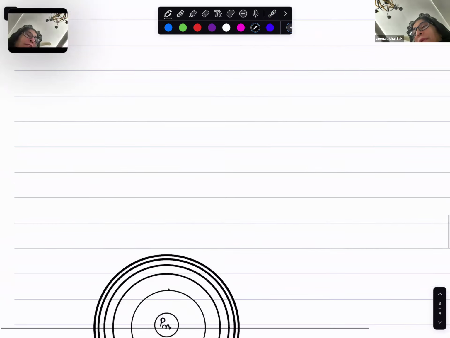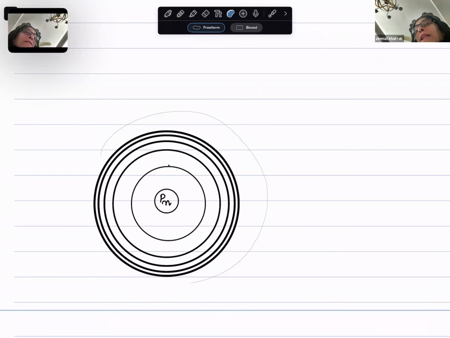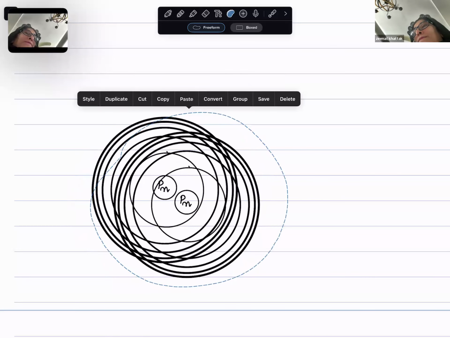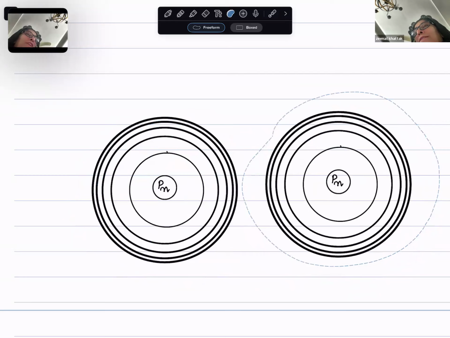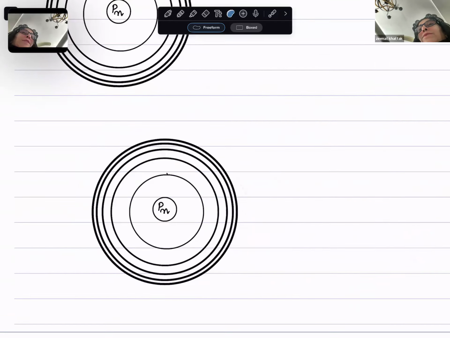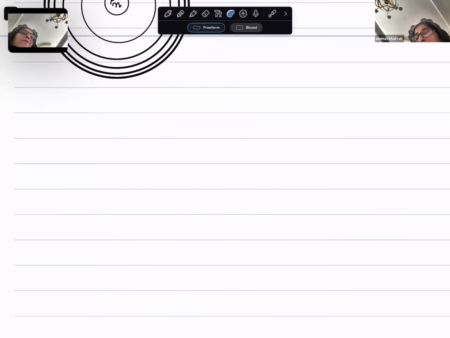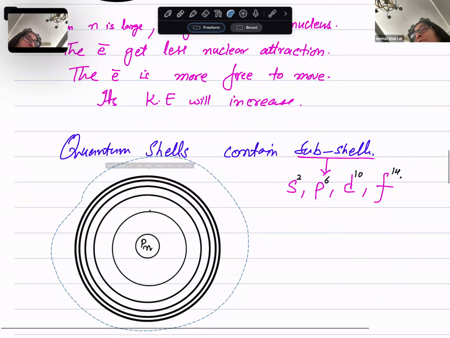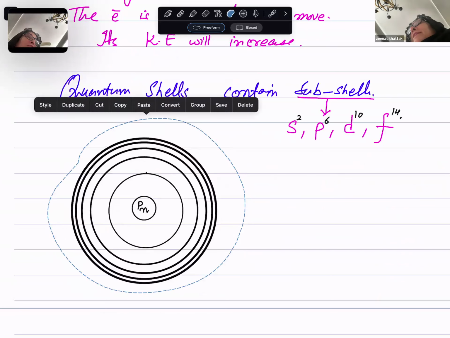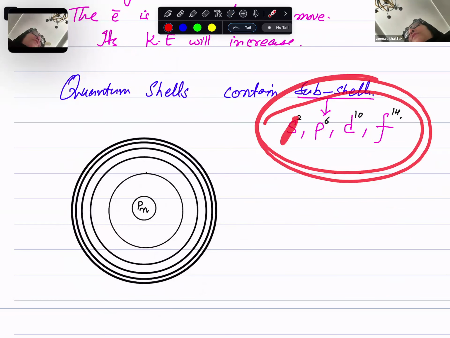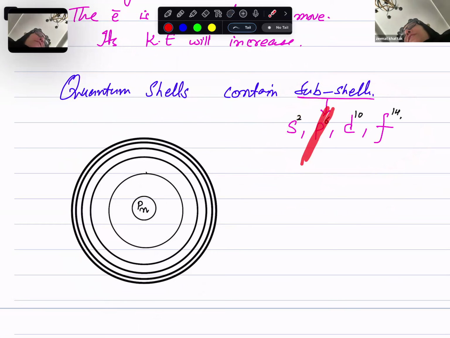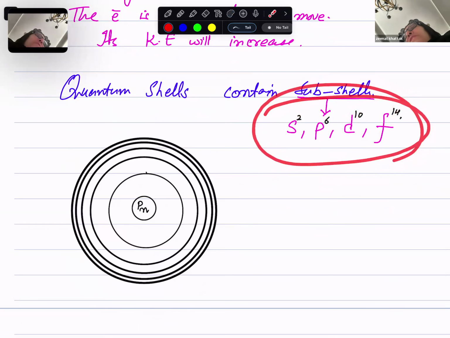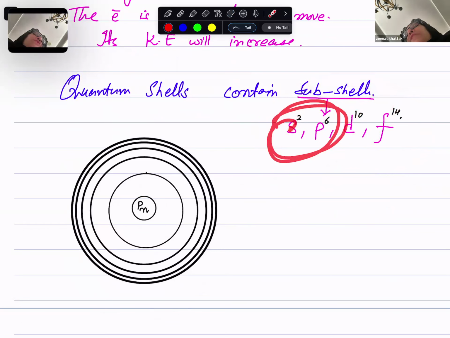Next thing that I want to tell you: there are how many subshells? There are 4 subshells. The capacity of the s subshell is 2, the p is 6, the d is 10 and the f is 14. Right? I'm going to explain all these. In AS, we will do these two. In A2, we will do d, and we are not going to f in A levels.